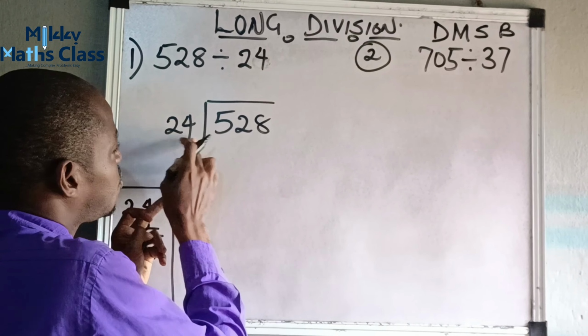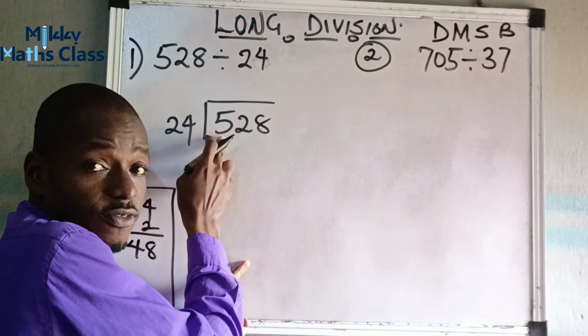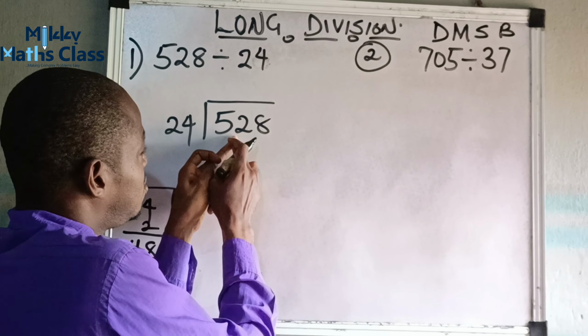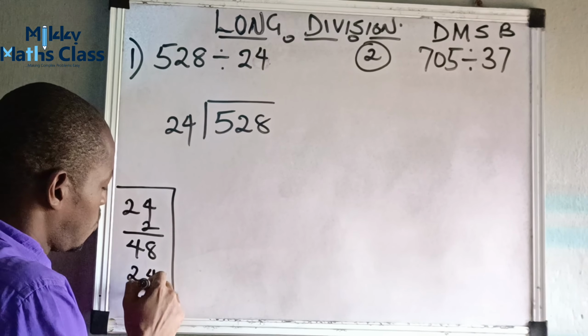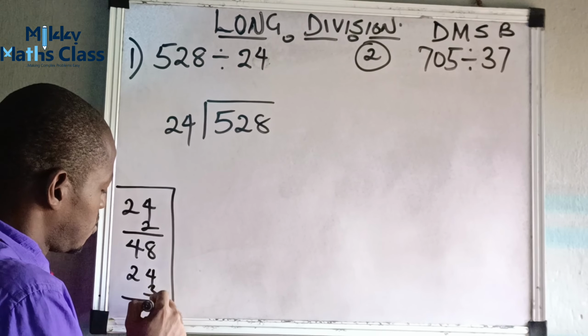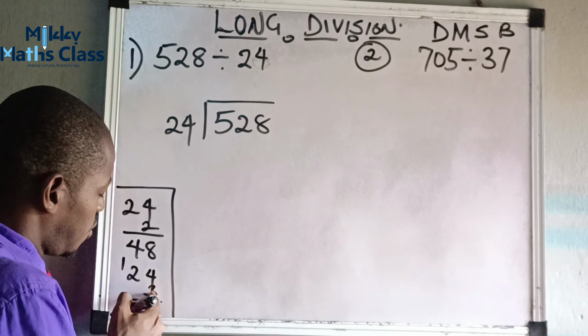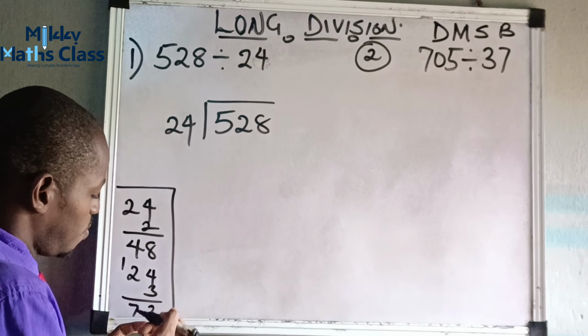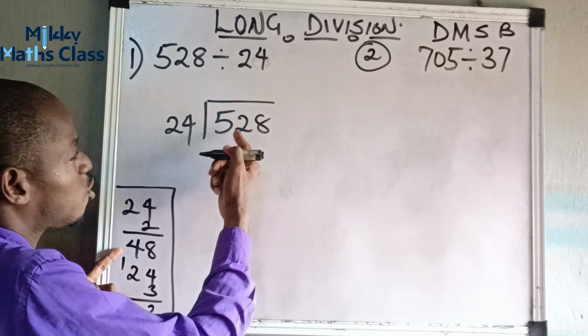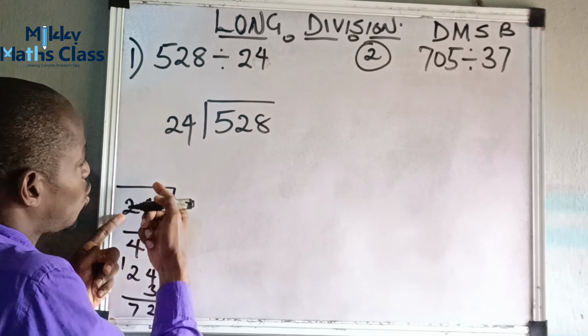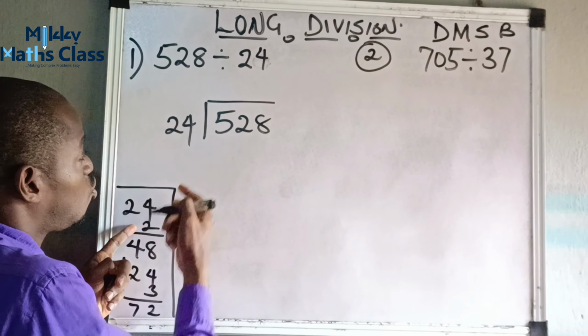Now look at 24. I cannot count 24 from 5, so I add these 2 digits: 24 in 52. Let's look at it. 24 times 3. This is 4 times 3, 12. 3 times 2, 6 plus 1, 72. 72 is more than 52, so we take the previous one. 48 is closer to 52. So 24 in 52 will be 2.